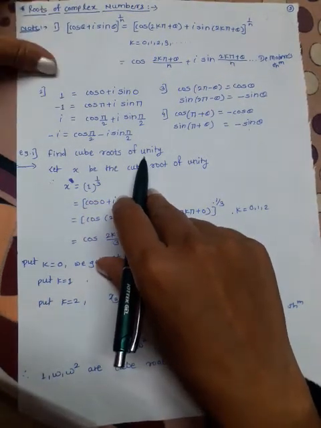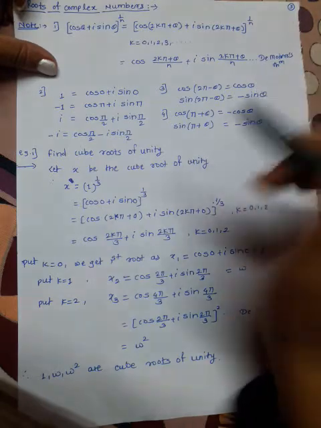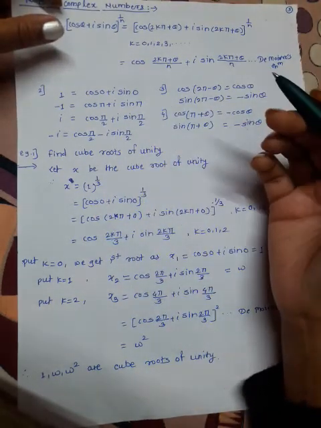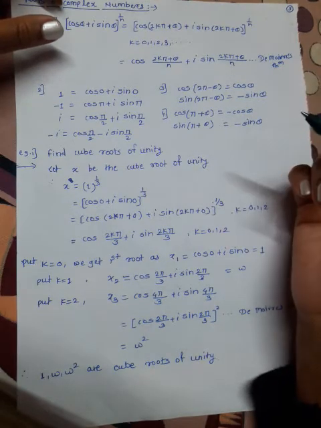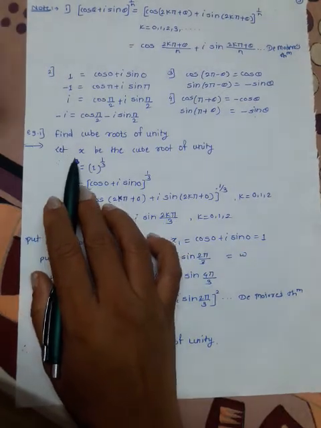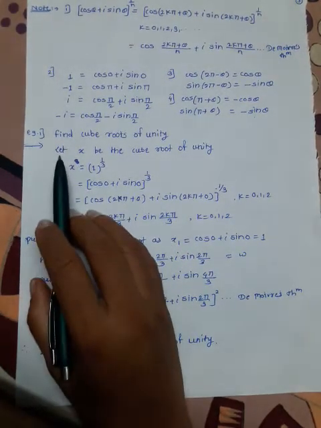Cube root of the unity. Cube root means 3 roots. Square root means 2 roots we need to find. Fourth root means we need to find 4 roots, and so on. Now let us start with what we have to find.